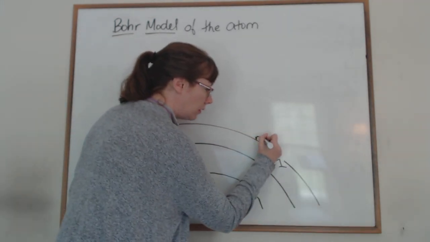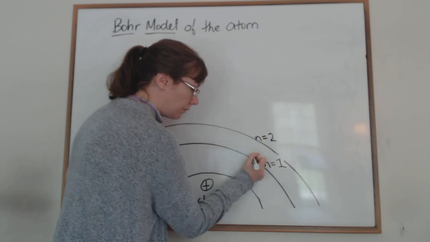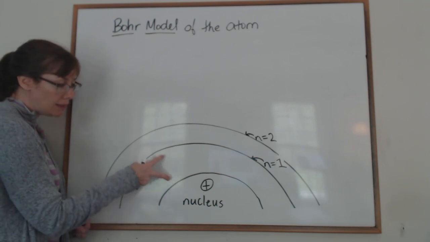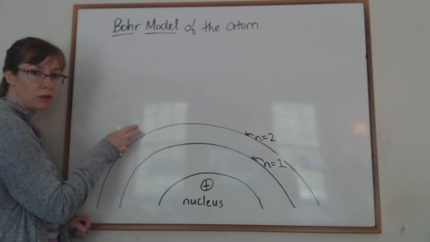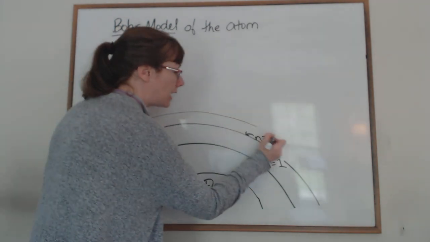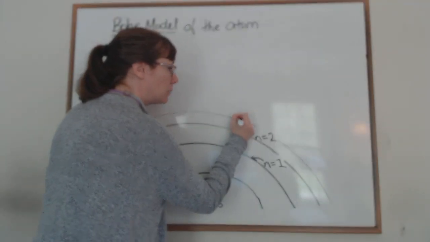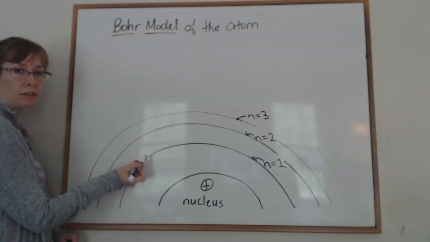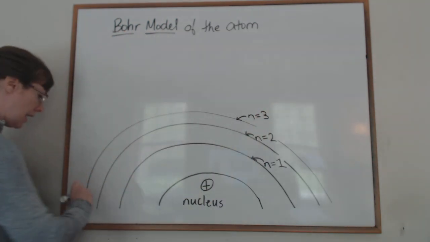N equals 2. And I'll explain this in just a second. What I'm trying to do is make these be closer and closer together as I go out, because that is actually part of the Bohr model. This would be n equals 3. Notice, like an onion, the layers are getting closer and closer together as they go out.